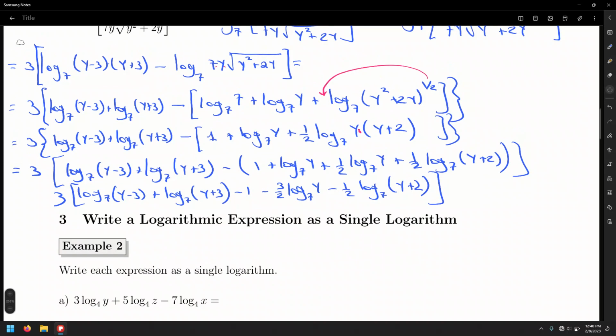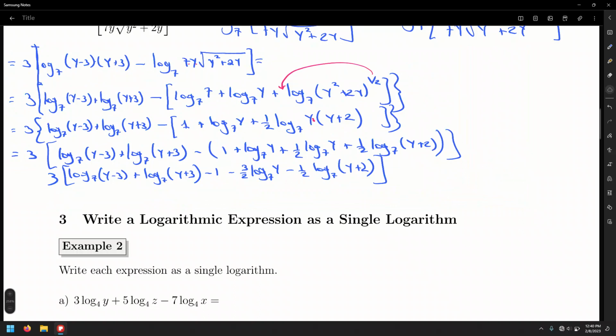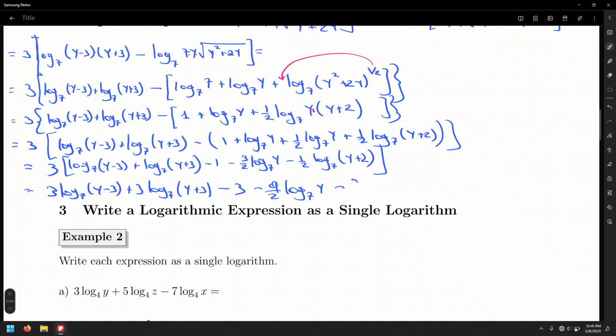All right? So let me do some magic here. I'll make it fit. So 3 log base 7 of y minus 3 plus 3 log base 7 of y plus 3. 3 times -1, careful, that's minus 3, that's a -3. And well, 3 times -3/2, that's -9/2 log base 7 of y. And last but not least, we distribute the 3 times -1/2. That's simply -3/2 log base 7 of y plus 2.